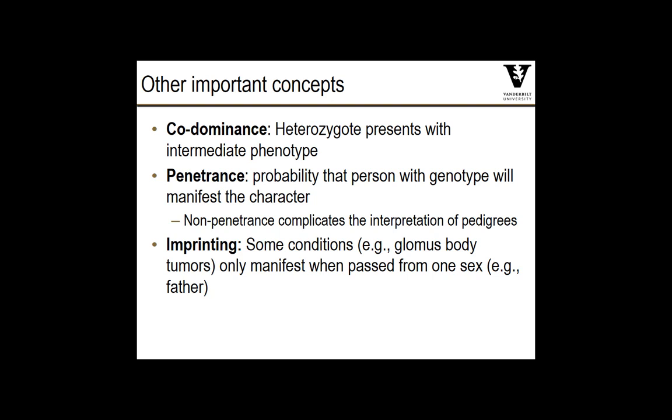And then imprinting, I'm just bringing this up because it's kind of cool. There are certain conditions where it actually matters whether the allele was passed from your mom or your dad. So in some way, the cell seems to know where it came from. And there are certain diseases where if the allele is passed from mom, it doesn't matter, but if it's passed from dad, it does. So if we talk about imprinting, that's what we're talking about. And that's really well understood. We completely understand it. Not true.